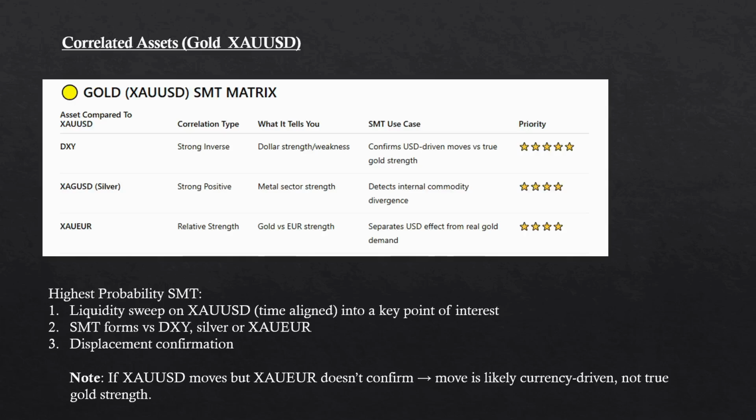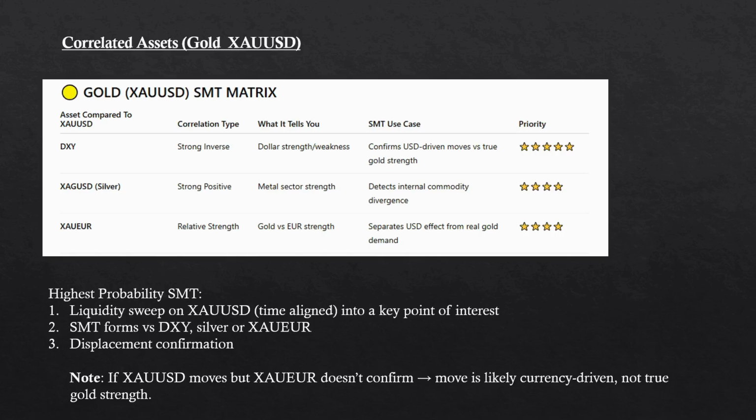Correlated assets, gold or XAUUSD. This is all the assets that gold correlates to that you want to be looking for SMTs in your setups. DXY essentially has a strong inverse correlation, confirms the US driven moves versus true gold strength. XAGUSD or silver has a strong positive correlation and it detects internal commodity divergence. XAUEUR, so this is gold versus euro strength, and it separates US dollar effect from real gold demand.